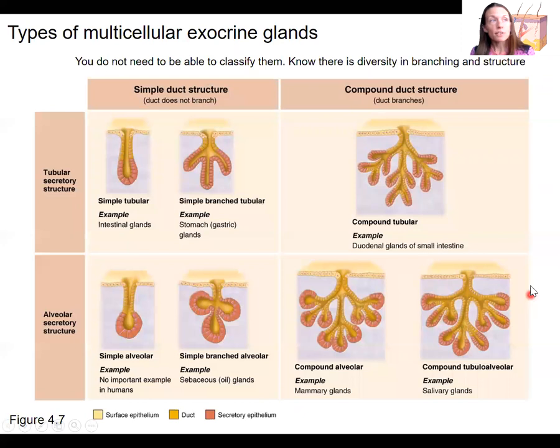Going back to exocrine glands, there's a wide variety of types of exocrine glands. You don't need to know these classifications for this class. I want you to know that there is diversity in branching and structure. So there are simple and compound types. When you look at sections of the skin, you might see different types of these things. And there are also different secretory structures in terms of where secretions occur from. Again, I'm not going to go into these in detail, but as we see some of these throughout this semester and next, I want you to be able to recognize them as exocrine glands.